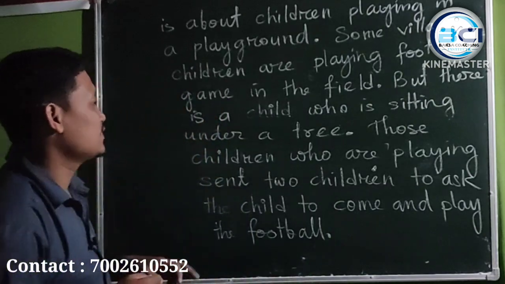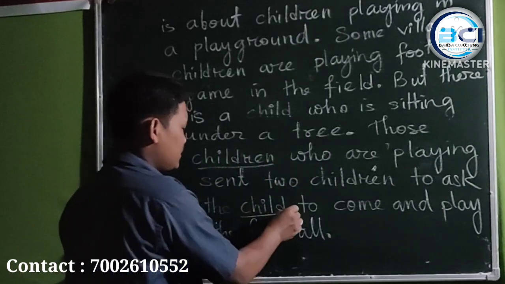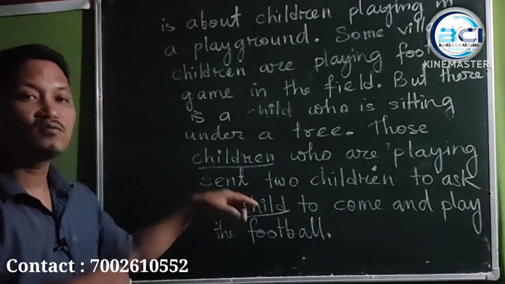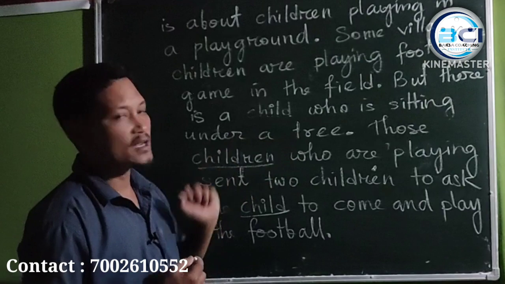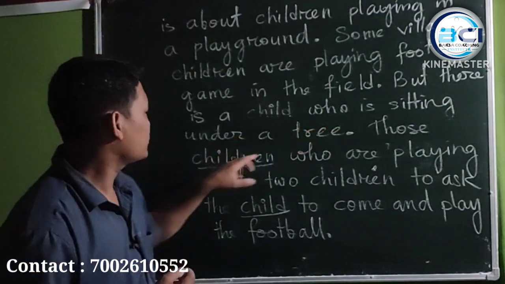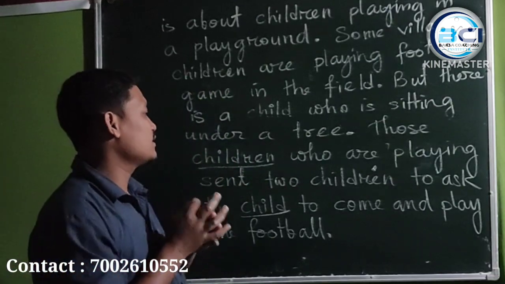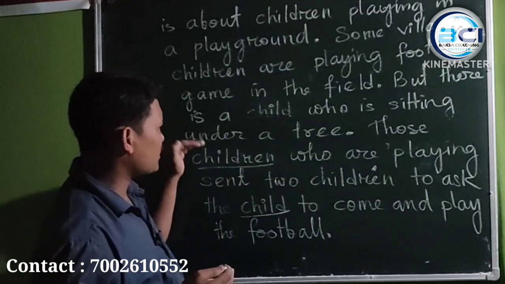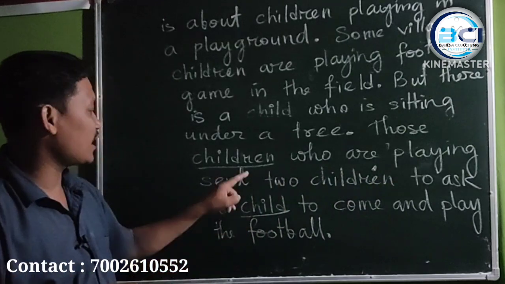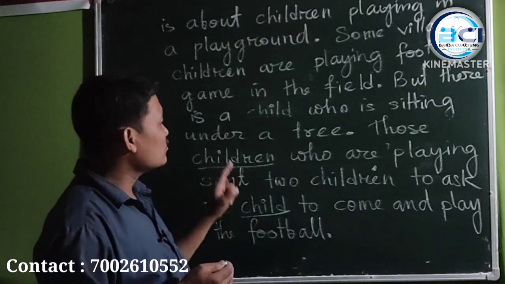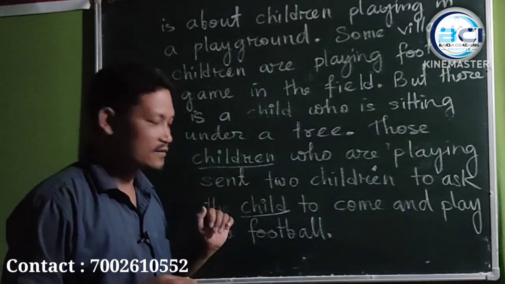Look, here I have used children, and there is a child. Why? Because there is only one child who was not playing, and that child is sitting under the tree, and those children who are playing, I mean many children are playing in the playground. So they are going to send two children to ask the child, that child who is sitting under the tree, to come and play the football, right?